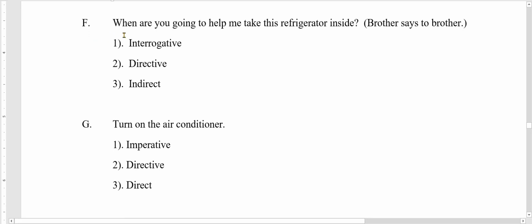F, when are you going to help me take this refrigerator inside? I think it means help me take the refrigerator inside now, the brother's saying to the brother. Remember, they have a similar kind of status. So, and especially men, men are pretty good. They use a lot of direct speech acts. They order each other around.